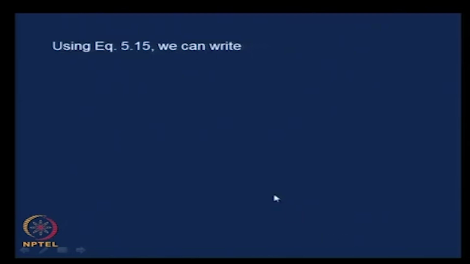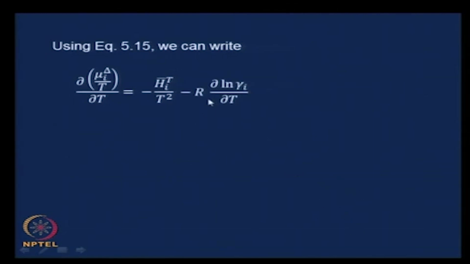And using 515, we have seen this so many times, so it will come back to you. Dou/dou T of mu_i triangle by T is nothing but minus H_i hash by T squared, the partial molar enthalpy by T squared. This we had shown by an elaborate procedure in equation 515, minus of course the remaining term R dou ln gamma_i by dou T, equation 681.